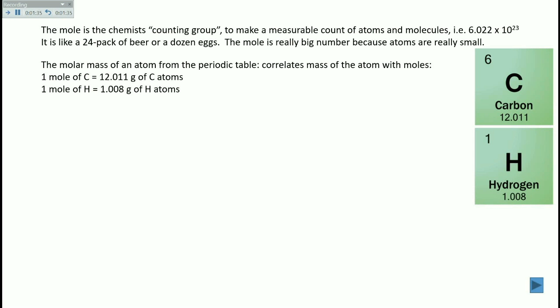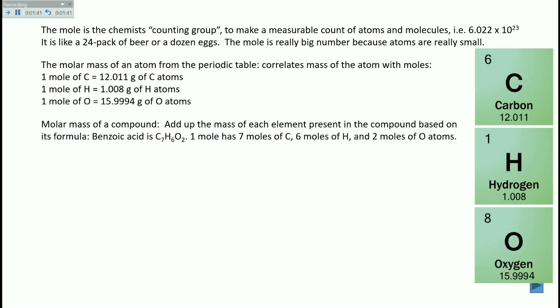1 mole of hydrogen contains 1.008 grams of hydrogen atoms. And oxygen, 15.9994 grams in each mole of oxygen atoms.